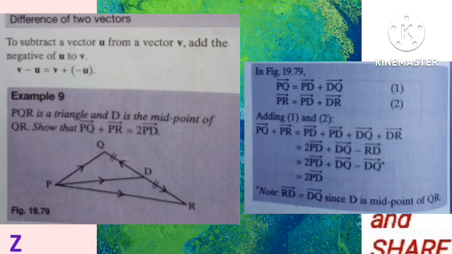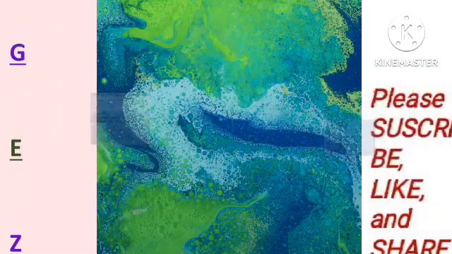Now the reason why RD is equal to DQ is because D is the midpoint of QR. So that means RD and DQ will be the same thing, because anytime you have these vectors, they are parallel, but the only difference is that they are in opposite directions. So when you add them together, you will get 0 as an answer. So that's the solution of this question.